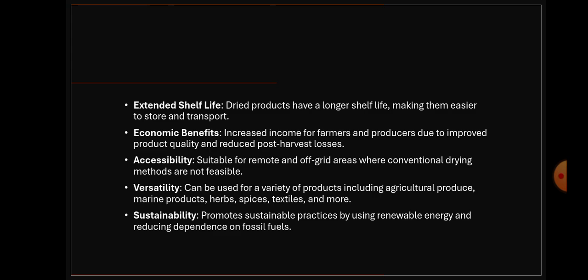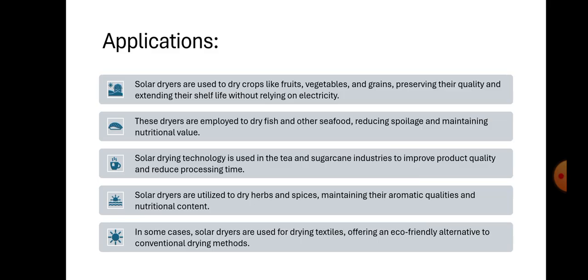It is also suitable for remote and off-grid areas where conventional drying methods are not feasible. It can be used for a variety of products including agriculture produce, marine products, herbs, spices, textile, and more. Then it is also sustainable. It sustains practices by using renewable energy and reducing dependence on fossil fuels.